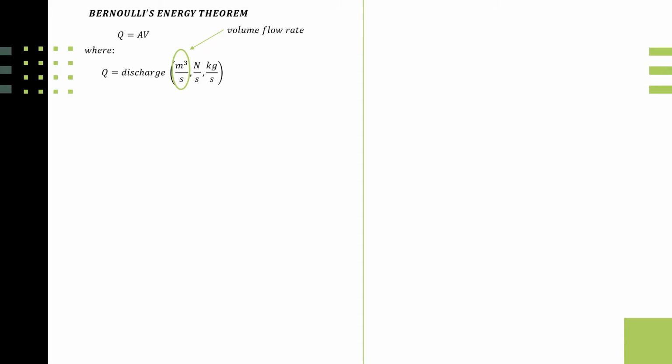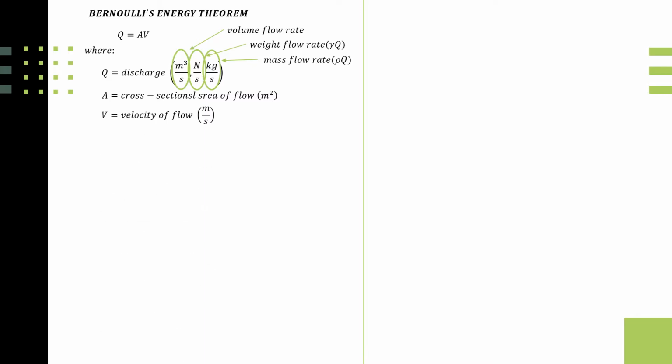Volume flow rate. If ever nagsabi na kailangan mong kunin is weight flow rate, naka-Newton per second yan. I-multiply mo lang yung Q, yung cubic meter per second na nakuha mo, sa gamma. Okay? Next is kilogram per second. Kapag ganito naman, dahil kilogram yan, i-multiply mo lang siya sa density para makuha mo ang mass flow rate. Next is A, which is the cross-sectional area of flow in square meters. And then V is equal to the velocity of flow, which is in meter per second.